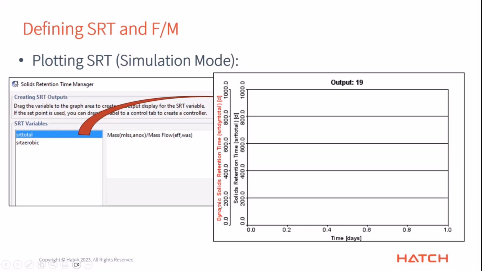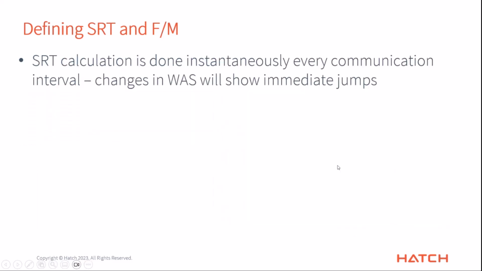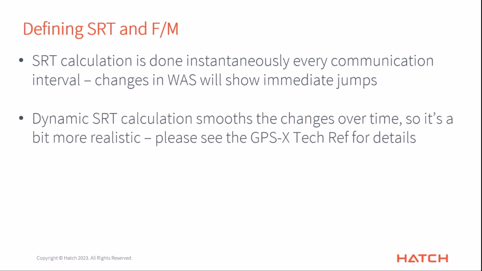Now, I will very quickly point out this is dynamic solids retention time and then just regular solids retention time. The difference between those is that the regular SRT calculation is done instantaneously every communication interval. And so if you have an instantaneous change in your wastage, it will show an immediate change in your SRT calculation. The dynamic one is meant to sort of smooth that out by not doing it instantaneously, but more accounting for the movement of solids through the plant in a more dynamic way. So it actually integrates the movement of solids. And I won't go into all the detail right now here, but you can look in our tech ref to see how that works.